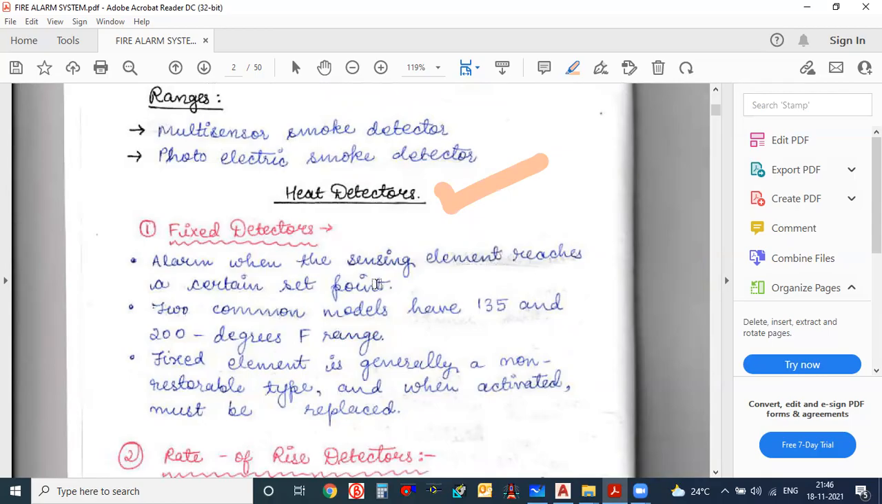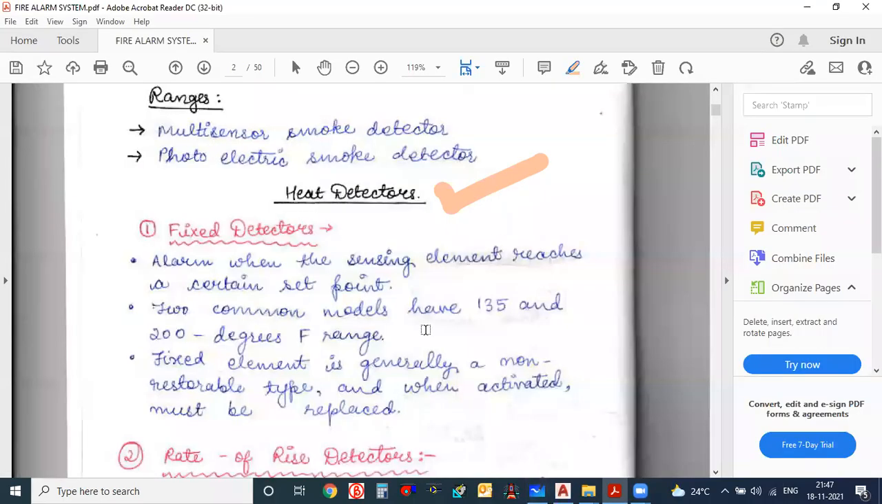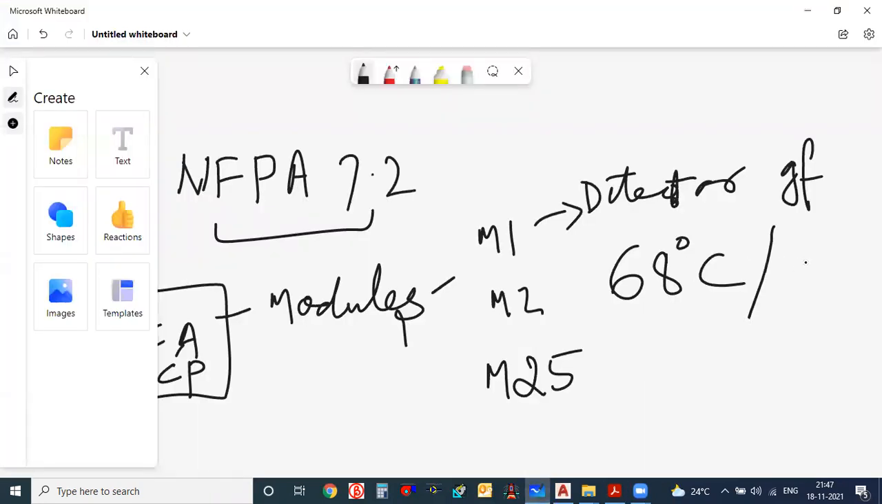So there is a set point, like there is a temperature. If you remember, every sprinkler will have a temperature range. For example, 68 degrees Celsius is the standard temperature we are following for the commercial or residential sprinkler system. Like that, for the detectors also there is a range of temperature. The common models have 135 degree and 200 degree Fahrenheit. I think 135 degree Fahrenheit is 68 degrees Celsius only.